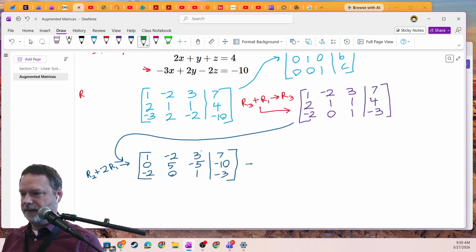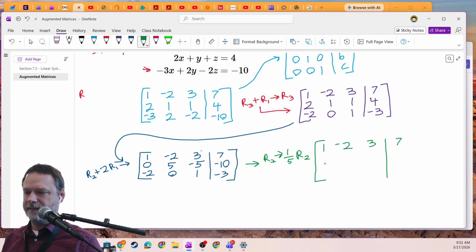So what do we do there? Let's do that. R2 is going to go to the same thing as 1/5 times R2. All right, so what do I get there? We're just going to rewrite this whole thing, but I'm going to take 1/5 of R2. So I get 1, negative 2, 3, 7. To copy the first row, the middle row.